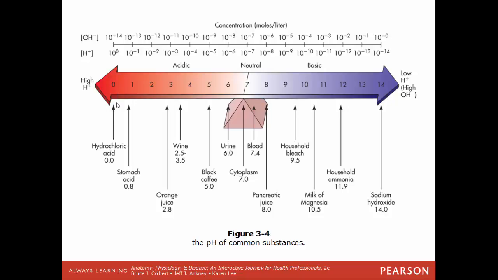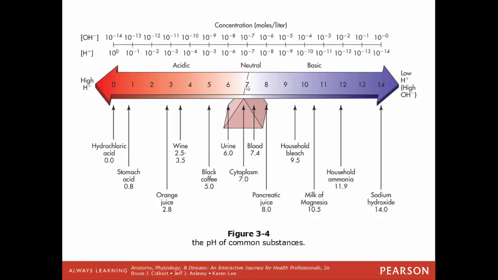So hydrochloric acid, roughly between 0 to maybe 1, is a very, very strong acid. And as you get closer toward the neutral point, you get weaker and weaker. So hydrochloric acid would be a strong acid. Wine is a little bit weaker. Black coffee is a little bit weaker. Urine is a fairly weak acid.